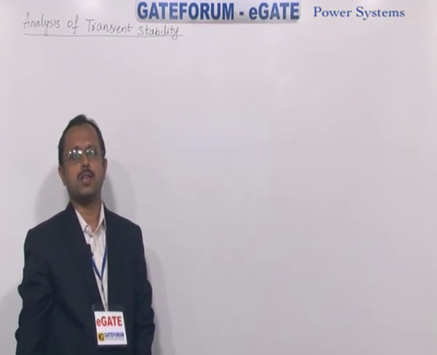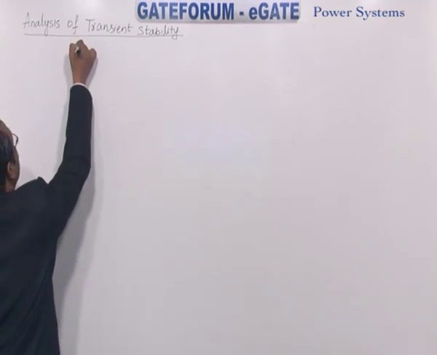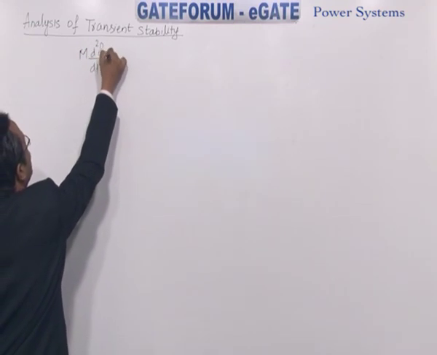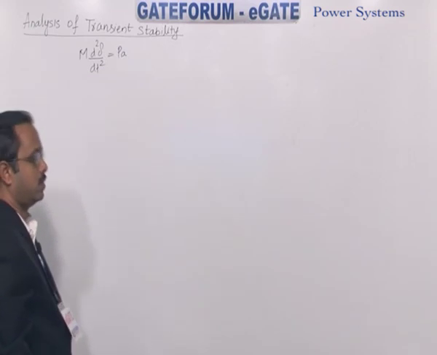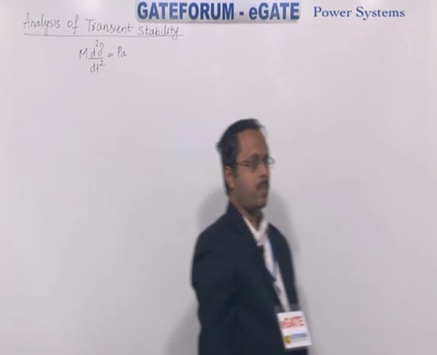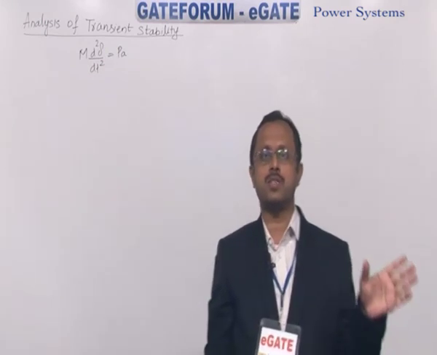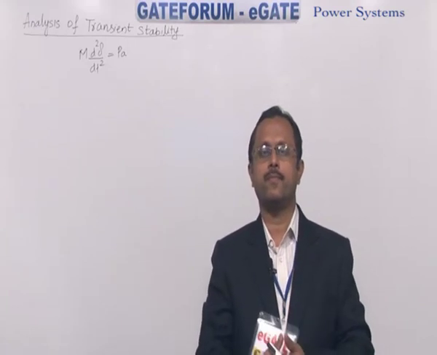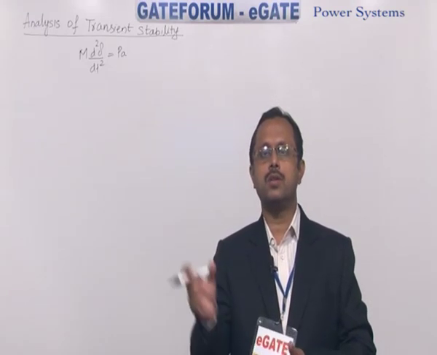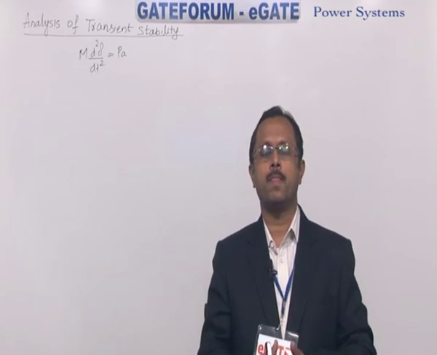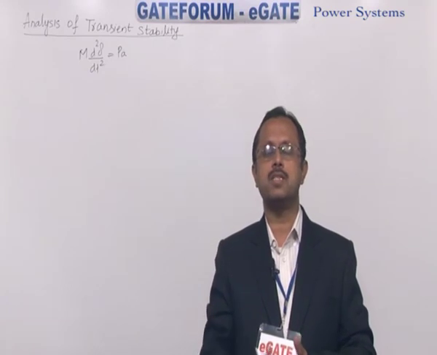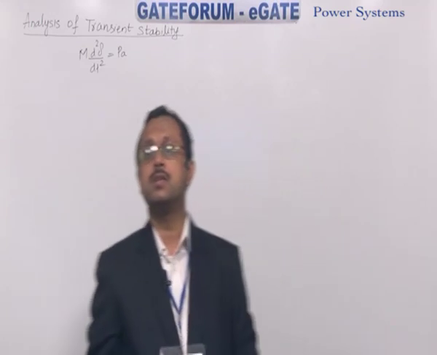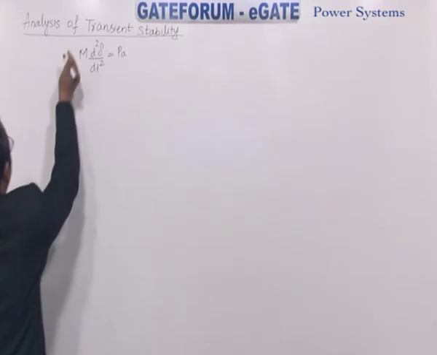Now you know the swing equation. How you represent the swing equation? M d square delta by dt square is P. Now the stability of a synchronous machine depends on the solution of swing equation. And the solution of swing equation depends on the number of synchronous machines in the power system network.